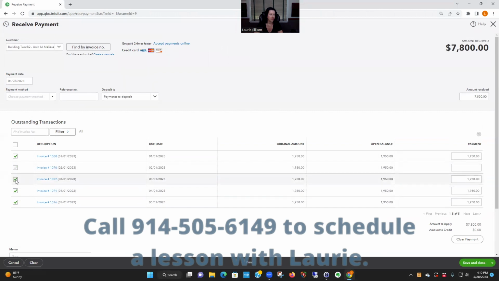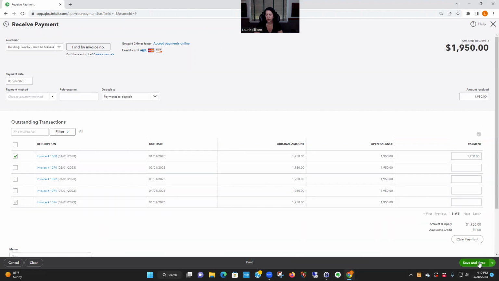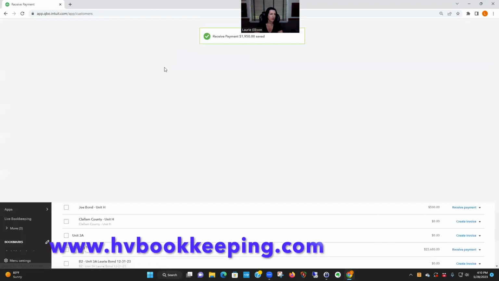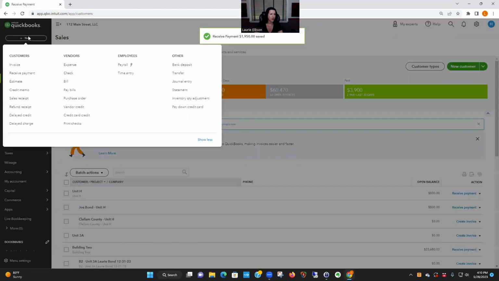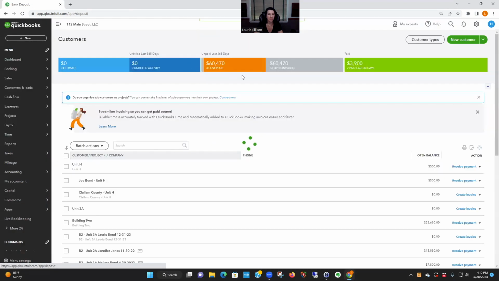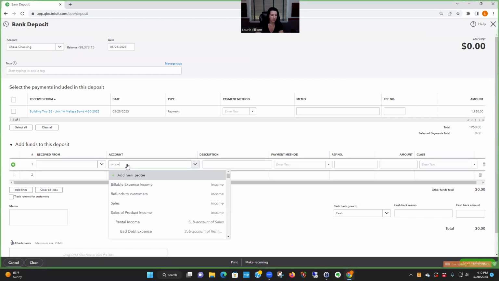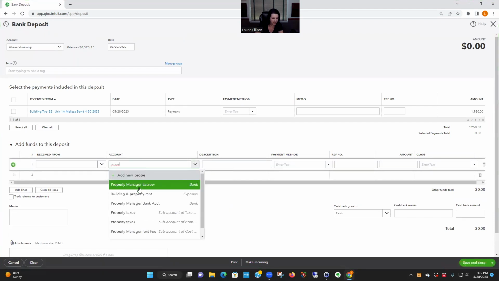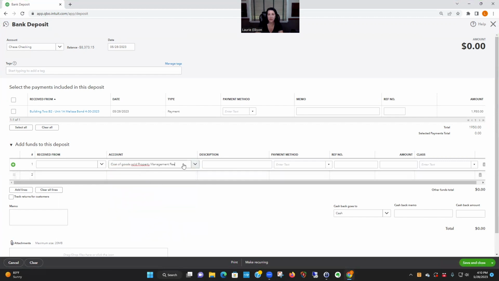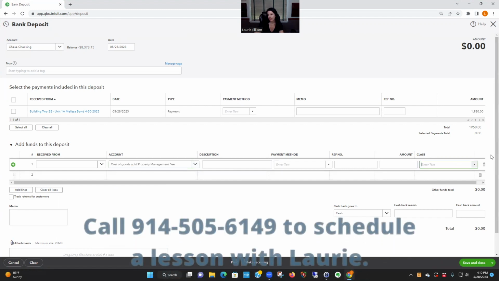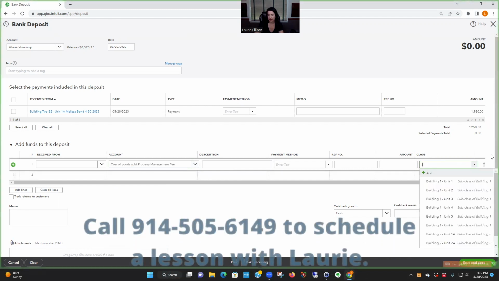All right, so we'll just receive it against one invoice, right? Again, we're going to do payment to deposit, save and close. You're going to click new, bank deposit. Okay, and again, property management fee. See, and I have this up in cost of goods. That's where you should have it. And like, let's say it's $100. I'm just making things up.